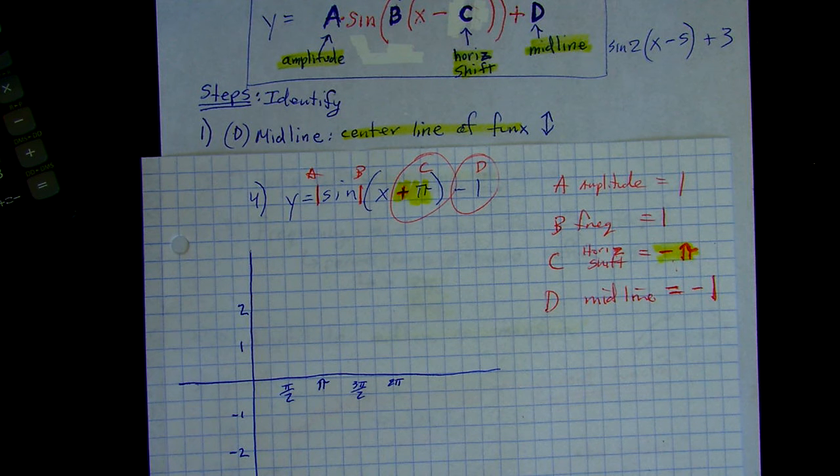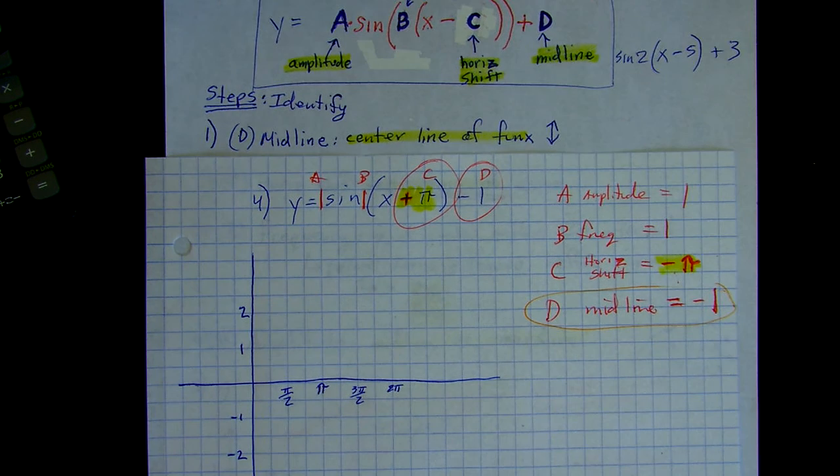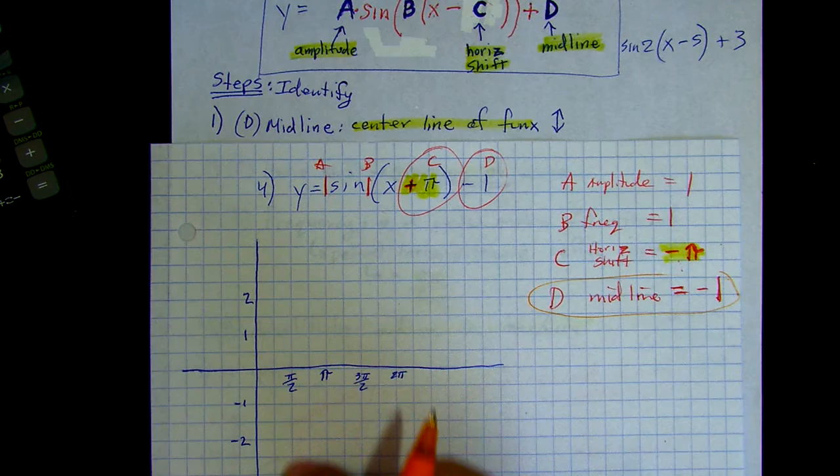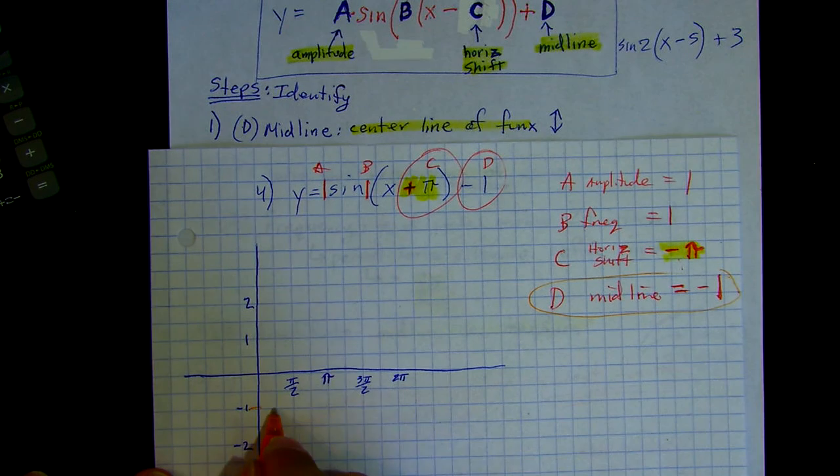We are going to always start with graphing our midline. Let's graph our midline first, because that's going to tell us where this is located. Is the whole graph shifted down? Is the whole graph shifted up? We're going to see that this is our midline at negative 1.